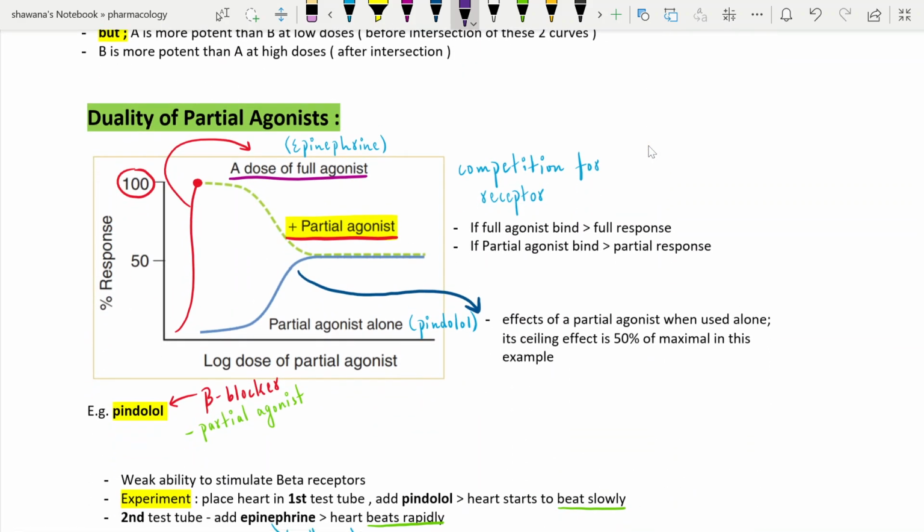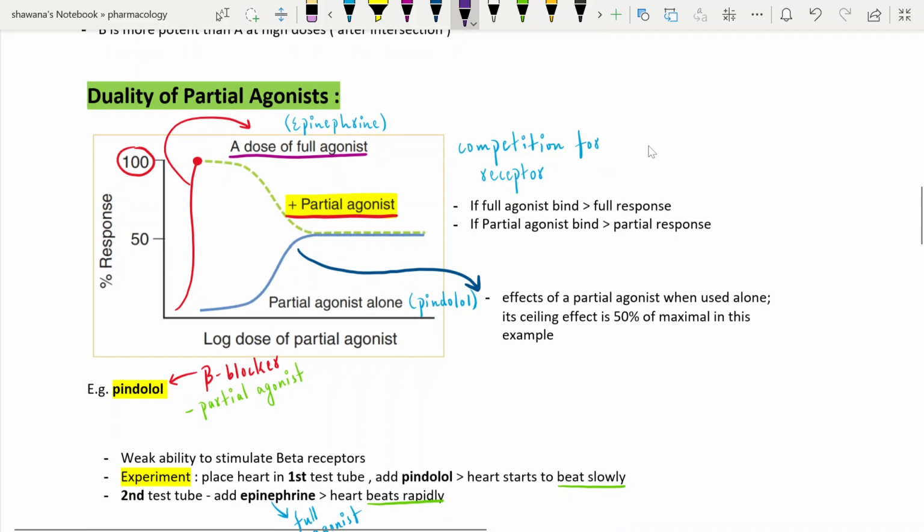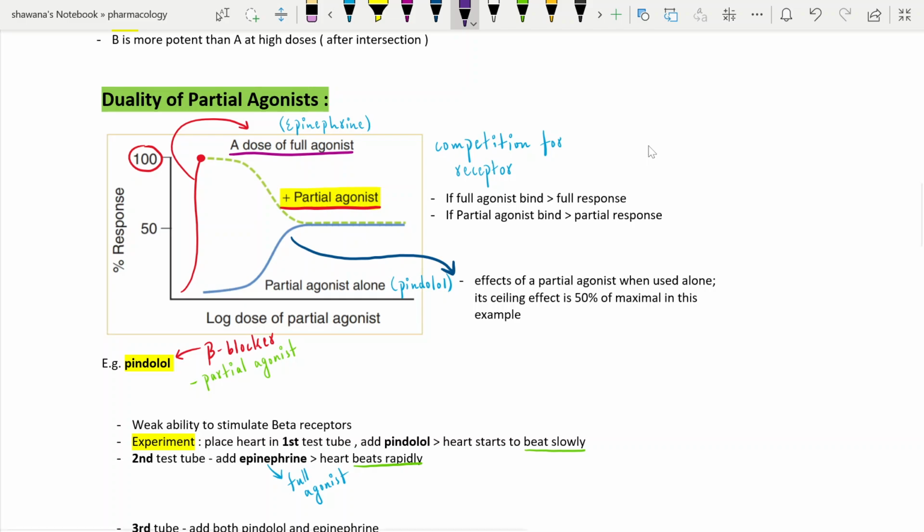Let's discuss the duality of the partial agonist. We are talking about the partial agonist, right? So we will start from there. If a full agonist binds to a receptor, it will have a full response, 100% of the response. Okay, we are discussing percentage of the response. And if the partial agonist binds, there will be somewhat 50% of the response. In this example, we have been shown that 50% of the response is achieved by a partial agonist.